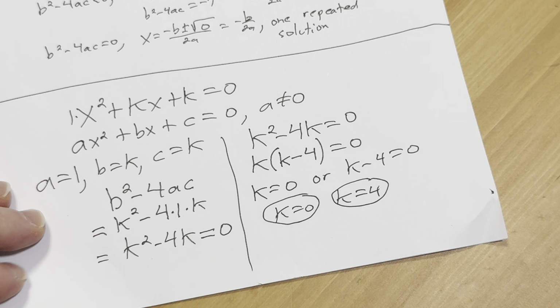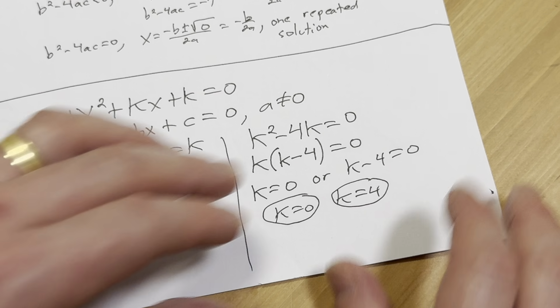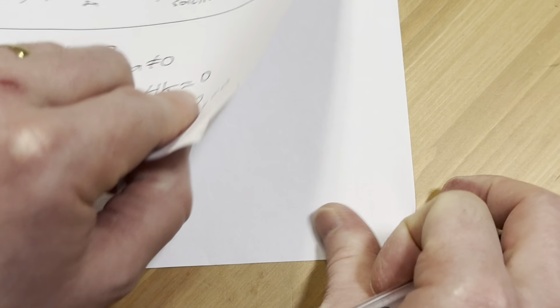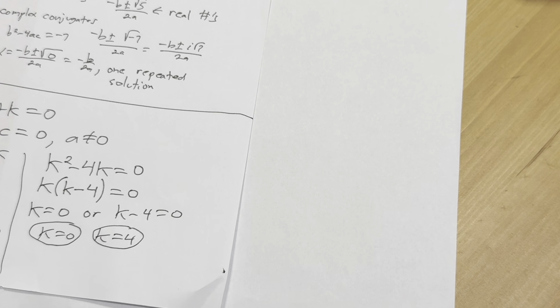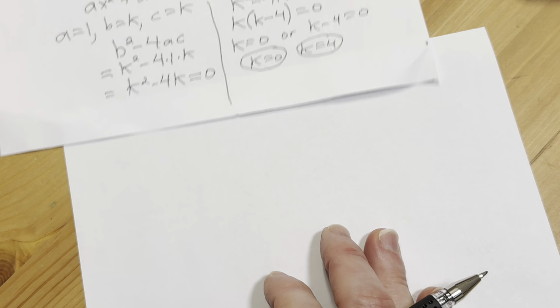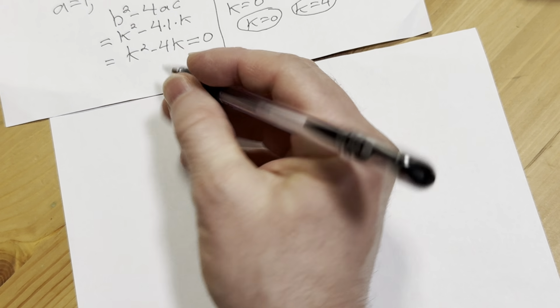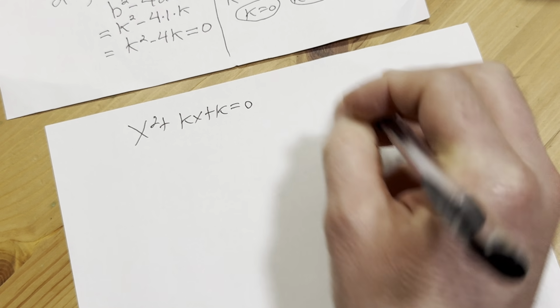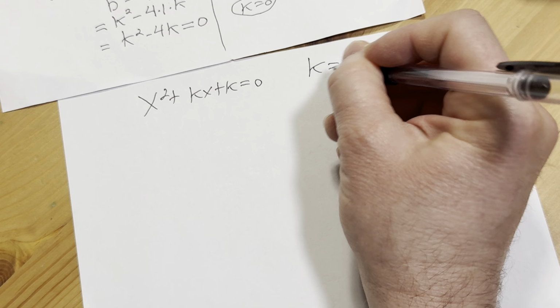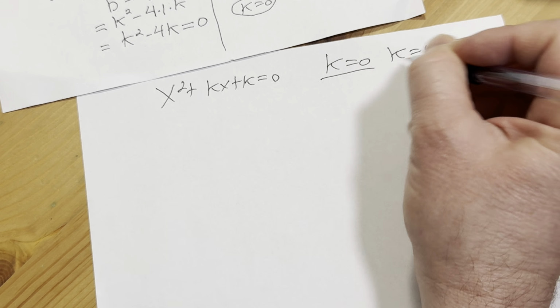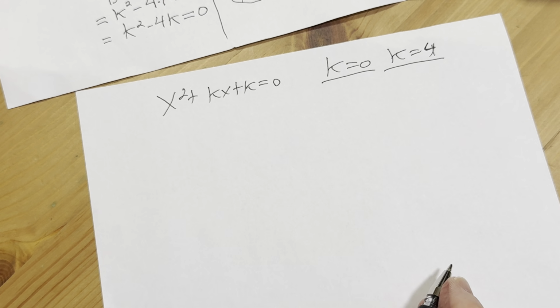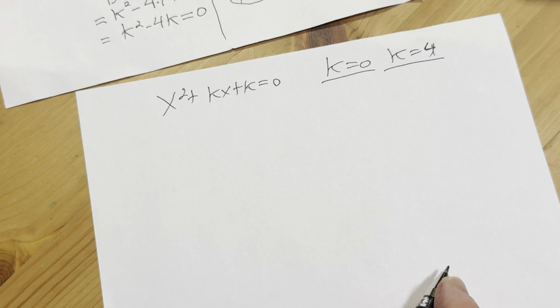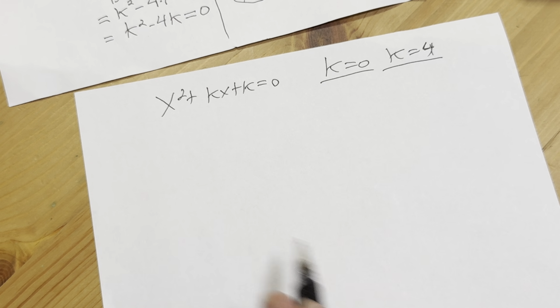And you know what we should do? Perhaps we can plug these values back into the equation just to verify that it is indeed the case. So our original question was to find the values of k that make the roots equal. And we solved the problem. We found that those values are k equals 0 and k equals 4. And just for good measure, let's go ahead and actually find those roots. Let's plug in k equals 0 and k equals 4 and find those roots.